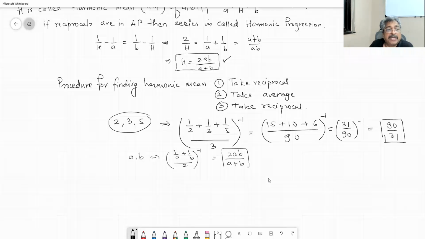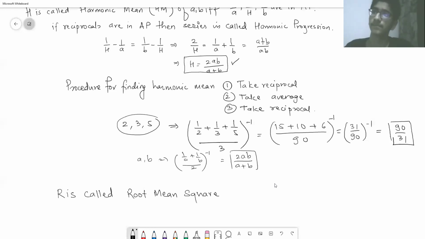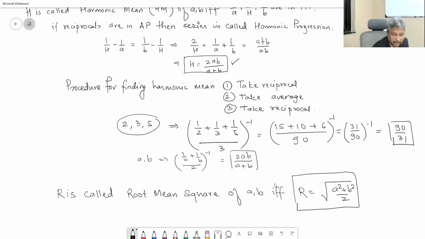One more thing I would like to define here, even if it is not in the lecture note: R is called the root mean square of a, b if and only if R is equal to radical of (a square plus b square) upon 2. Root of mean of squares.